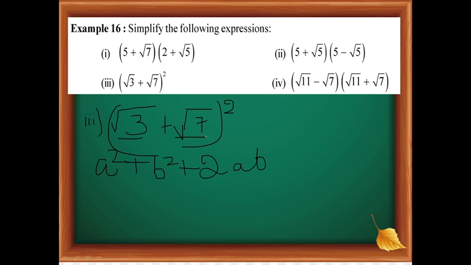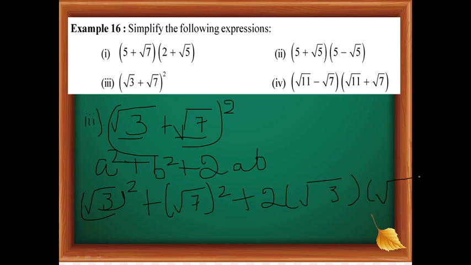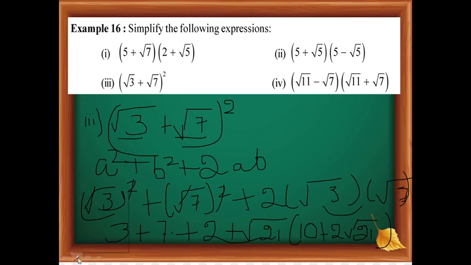Okay, this is a, this is b. Then a square plus root 7 whole square plus 2 root 3 root 7. Root 3 and root 7. So this square root and square will get cancelled, 3. This both will get cancelled again, 7 plus 2. We can multiply this, then our answer is root 21. So our final answer is 10 plus 2 root 21. This is our answer. Moving to the next question.